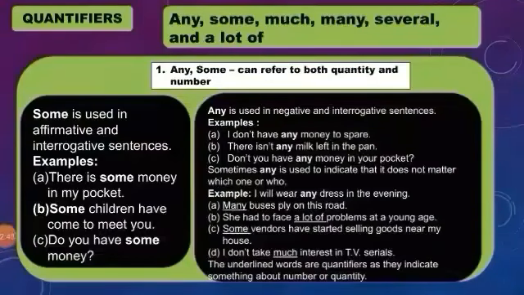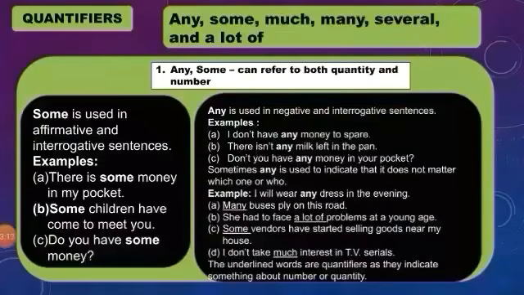Quantifiers: any, some, much, many, several, and a lot of. First, any and some can refer to both quantity and number. Some is used in affirmative and interrogative sentences. Examples: There is some money in my pocket. Some children have come to meet you. Do you have some money? So some is used here in affirmative and interrogative sentences, as we can see here.